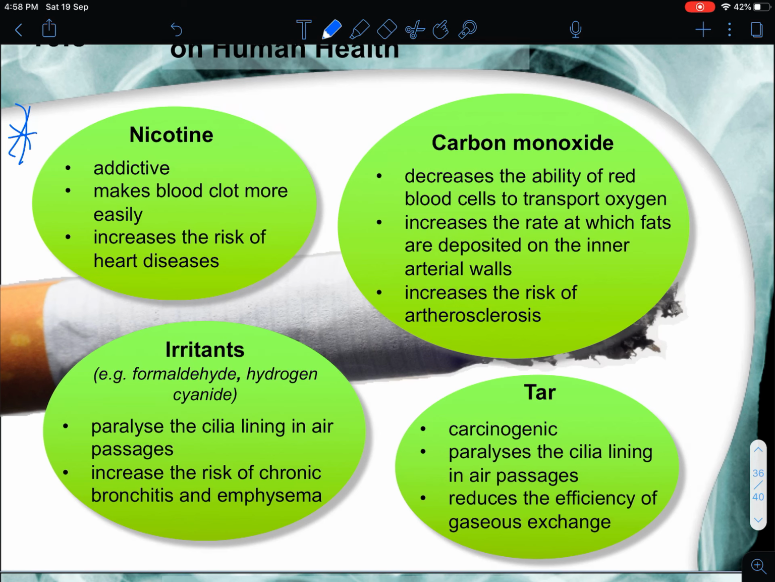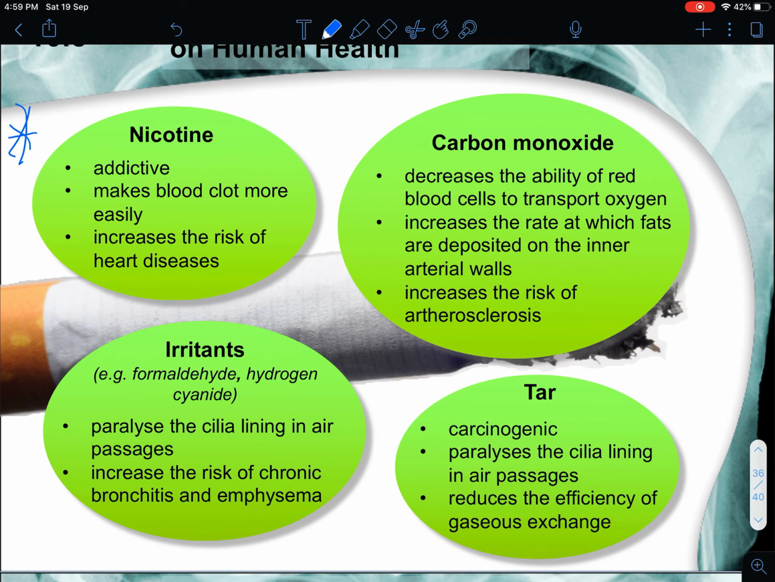Carbon monoxide tends to be able to bind to red blood cells quite easily, especially the hemoglobin. So it decreases the ability of the red blood cells to transport oxygen and increases the rate at which fats are deposited on the inner walls of the arterial walls. So again, this will lead to an increase in the risk of arteriosclerosis and also coronary heart diseases. So carbon monoxide generally competes with oxygen for hemoglobin. So your red blood cells will not transport oxygen, instead they will actually transport carbon monoxide. This drastically reduces the number of red blood cells able to transport oxygen in your body, and you can eventually die.